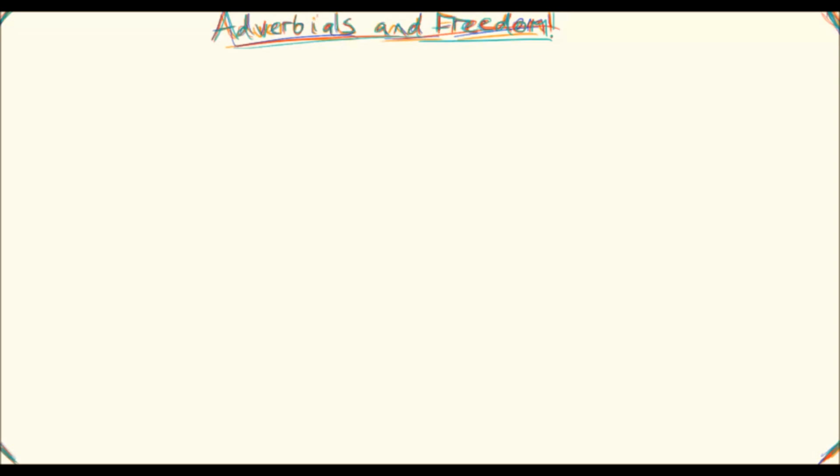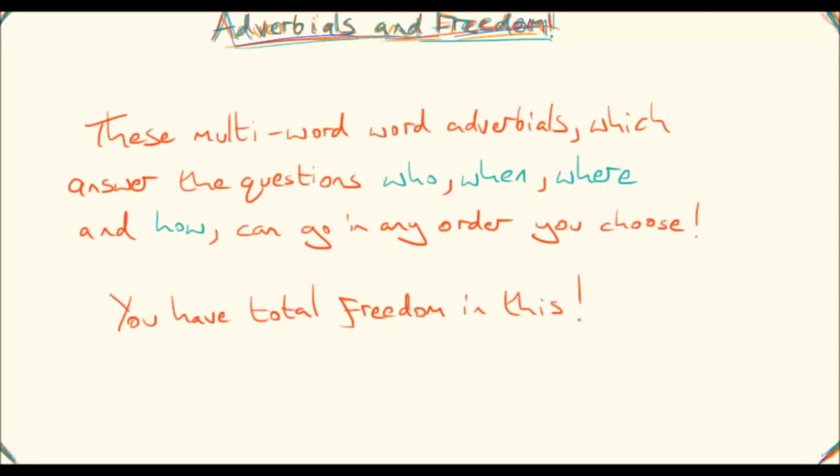So far in English, we've spent so long building up so many different rules. And your mind is filled with ways that we can do things, ways that we can't do things. But here, when it comes to the subject of adverbials, let me make this completely clear. These multi-word adverbials, which answer the questions who, when, where, and how, can go in absolutely any order you choose. You have total freedom in this, and it really doesn't matter which order you place them in.